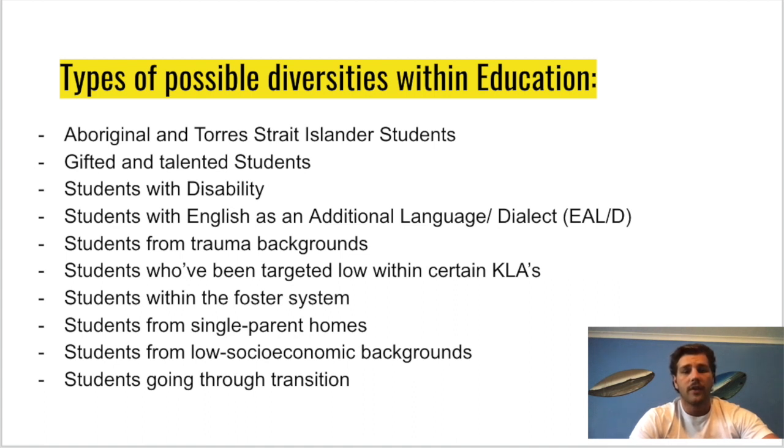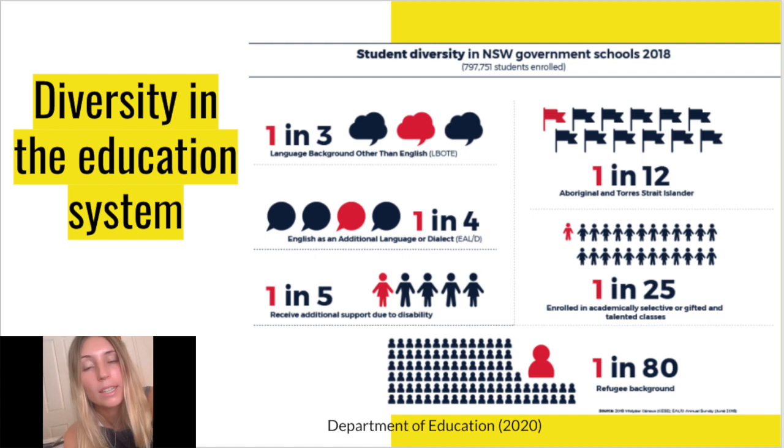By recognising the various diverse groups that we as teachers encounter in schools, it is imperative to effectively cater for the needs of all students. Within any given school, the number of diverse students and diverse backgrounds are numerous. So the Department of Education decided to conduct an investigation into government schools in 2018 to get a better understanding of the range of diversity within the sector.